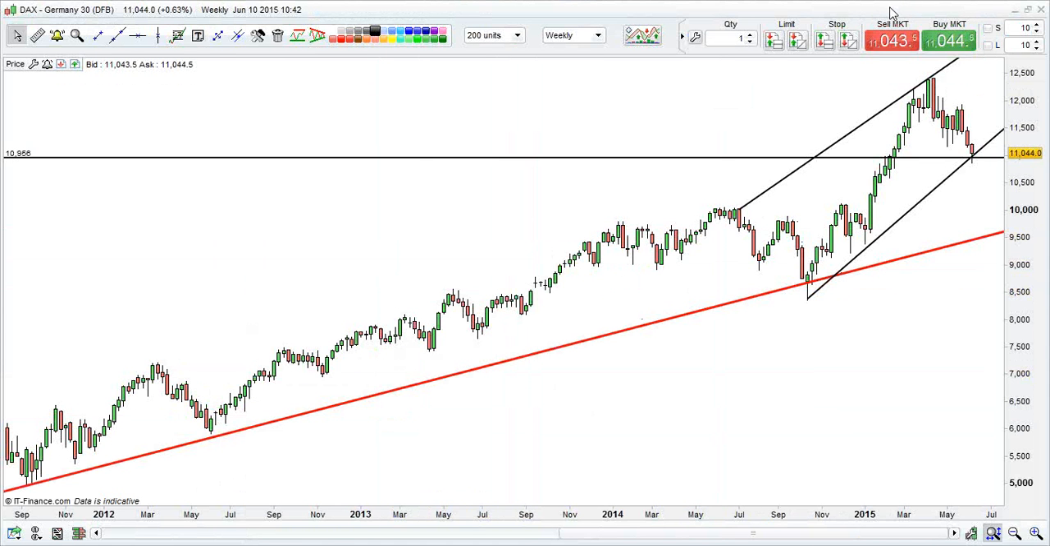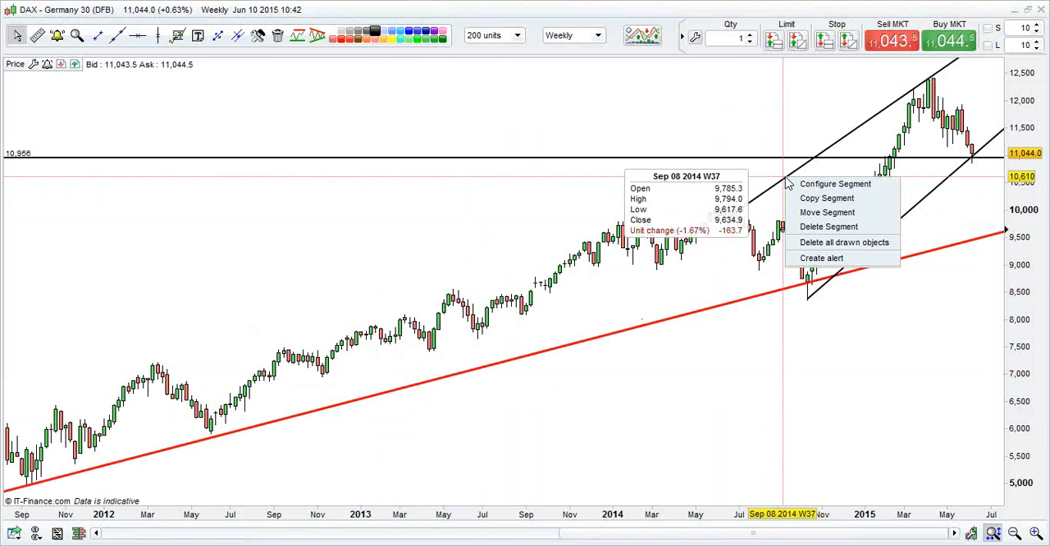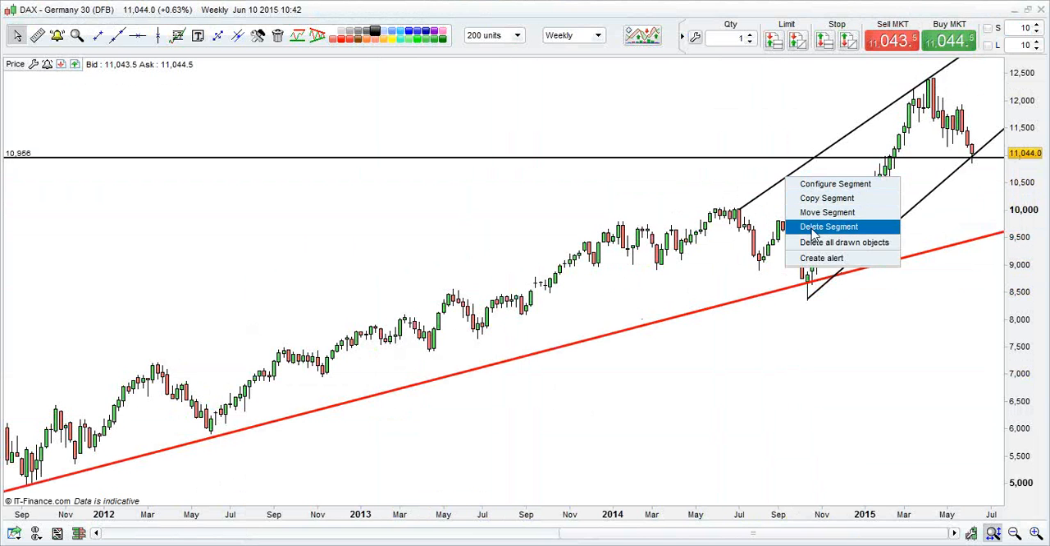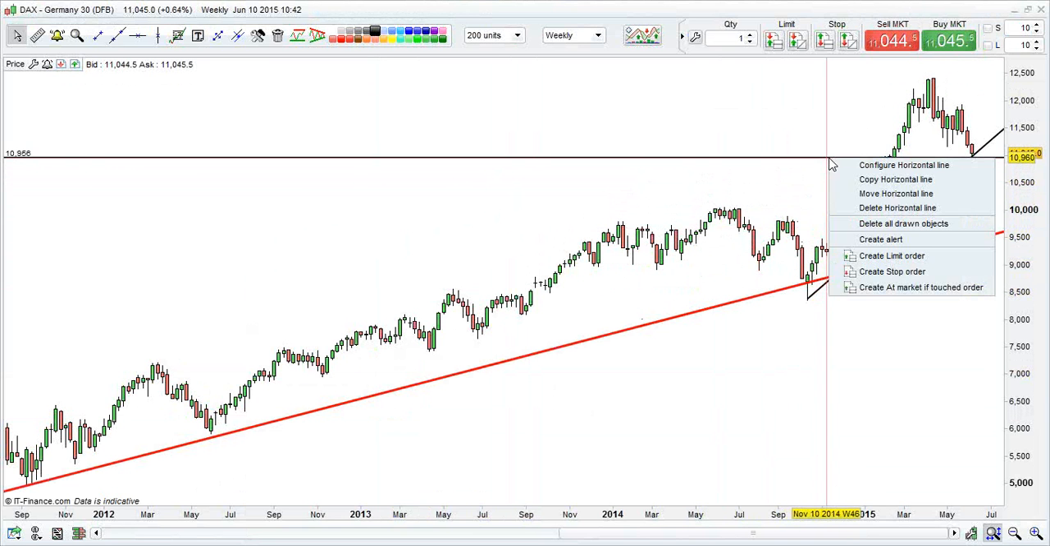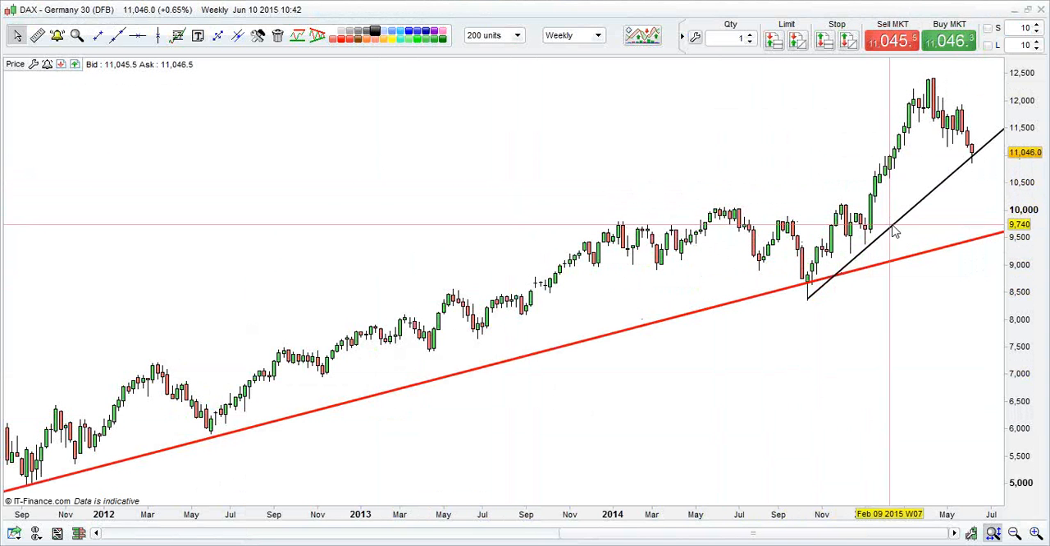Here we have a Japanese candlestick chart, and I will just delete some segments here so we can start with a fresh chart.